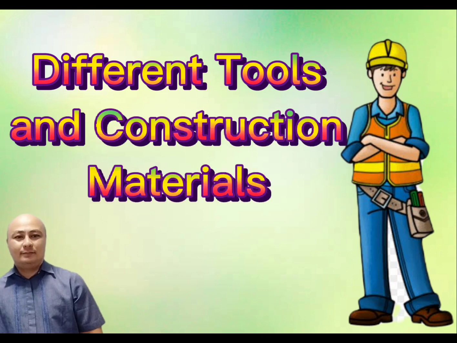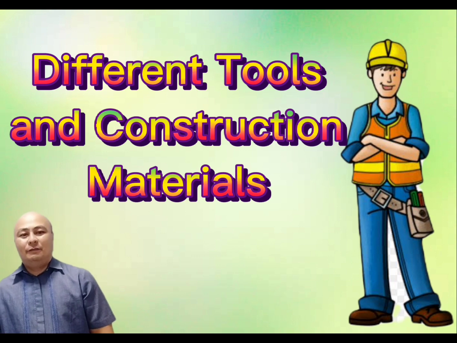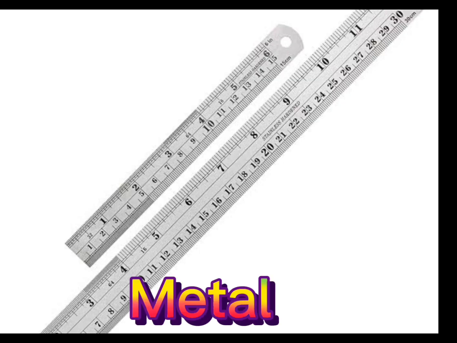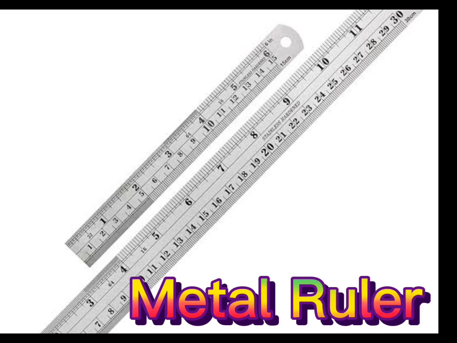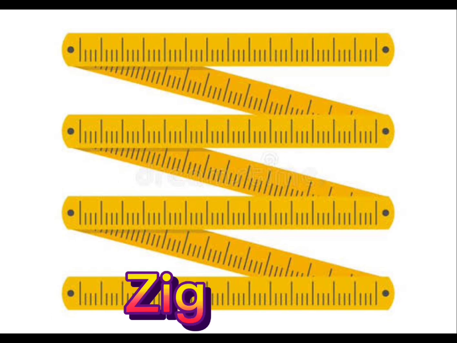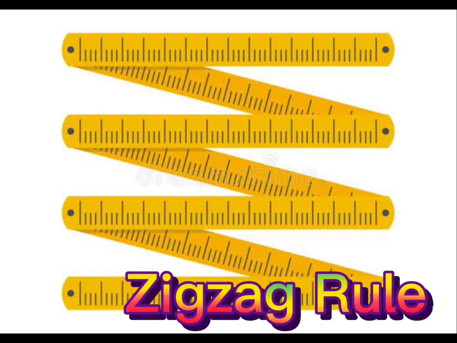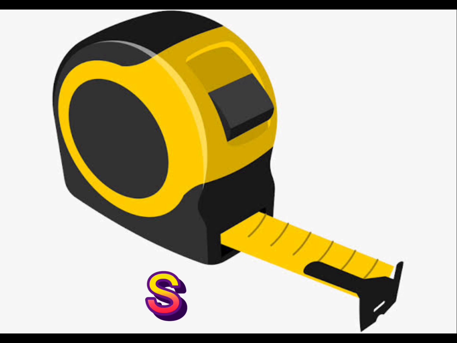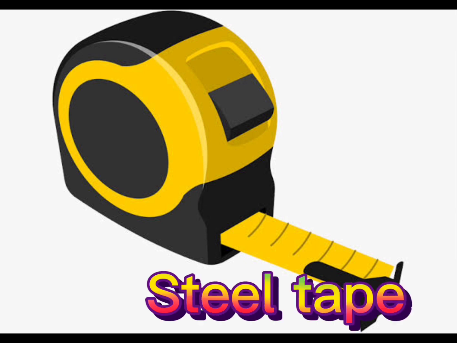Here are the common tools and construction materials. Metal rule has two straight edges. Either side can be used to test if wood is straight and flat. Zigzag rule. Wooden rules are 2 to 3 feet long and have joints so they can be folded to fit in the pocket. Rules are used for measuring distances, testing flat surfaces, and checking straightness. Steel tape is used to measure longer distances, available from 3 meters to 7.5 meters long.